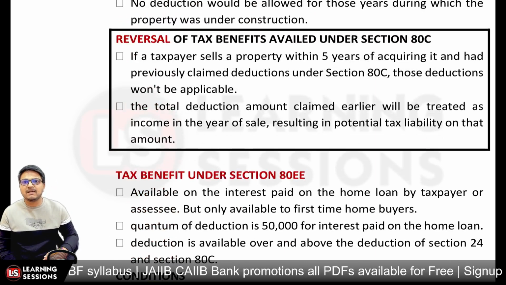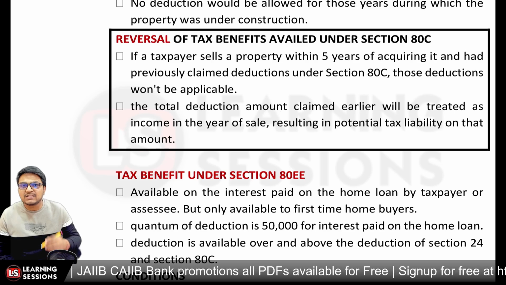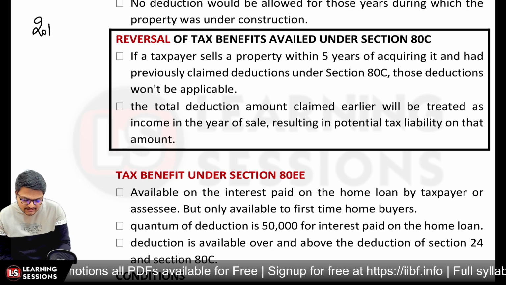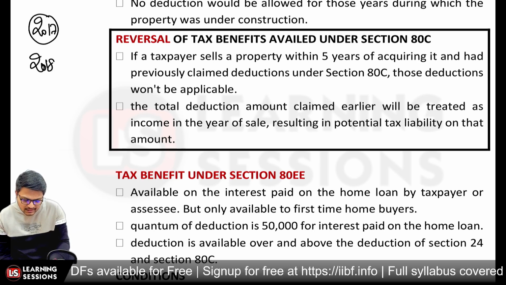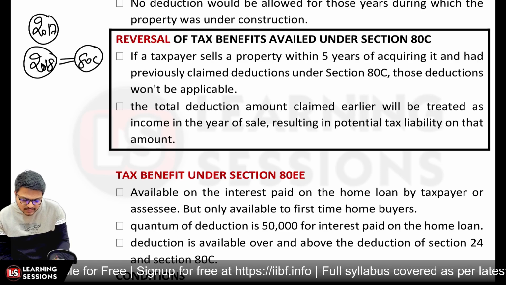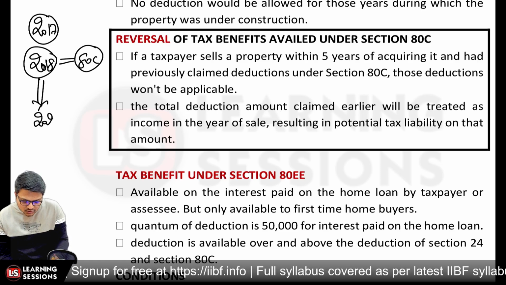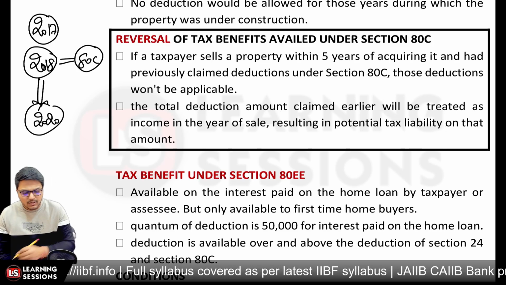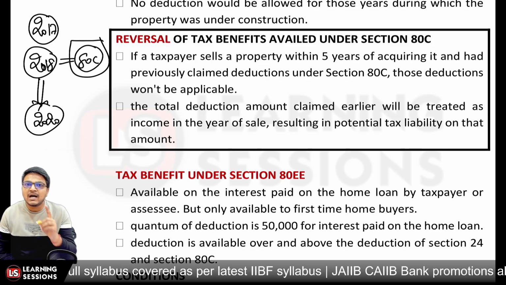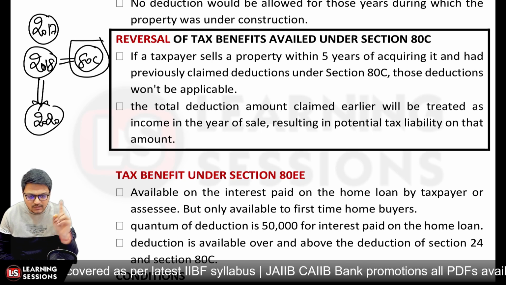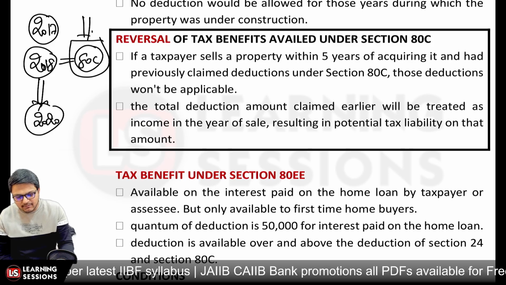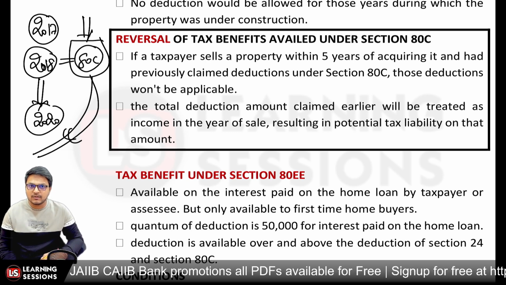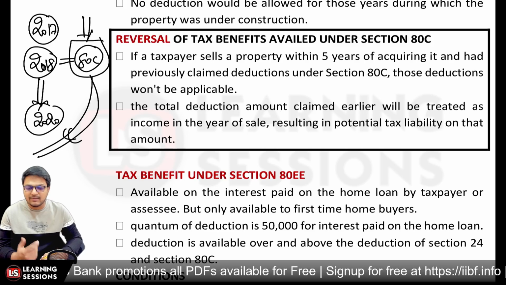And for the reversal of tax benefits availed under 80C, if a taxpayer sells a property within 5 years, let's say you took the property in 2017, the construction was completed by 2018, you were taking the benefit under 80C, and you sold the property in 2020. In that scenario, whatever benefits you were taking under the 80C section are to be paid back. Further, whatever amount was deducted under 80C will be added as income for the current year in which you have sold the property, right? So potential tax liability on that particular amount will arise, right?